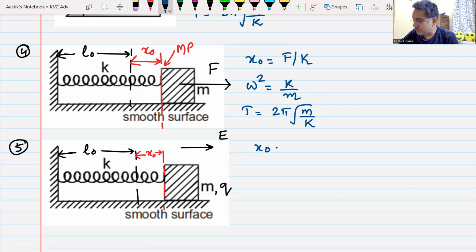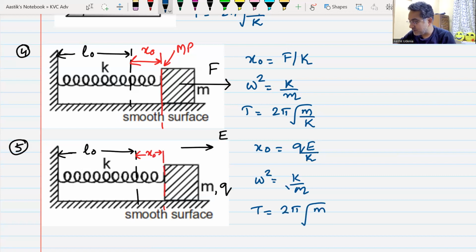x naught will be equal to QE by K. QE is the force. Omega square will still remain K by M. Time period, 2 pi root over M by K. Oh, sorry, x naught is QE by K. Why am I writing M? Time period still remains 2 pi root over M by K. Do we understand it, or is this going above our head, saying bye bye?